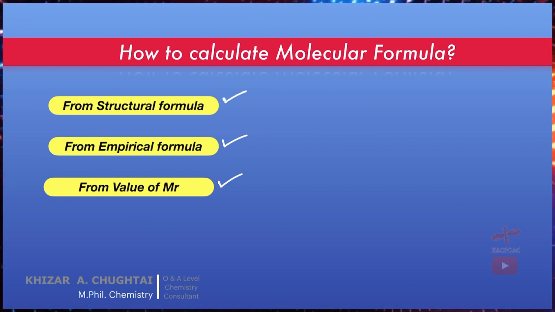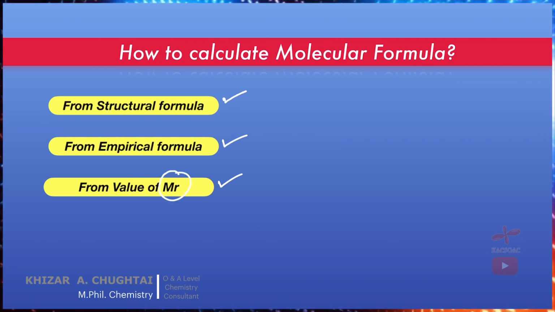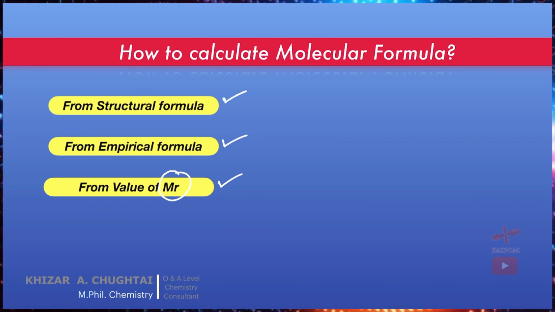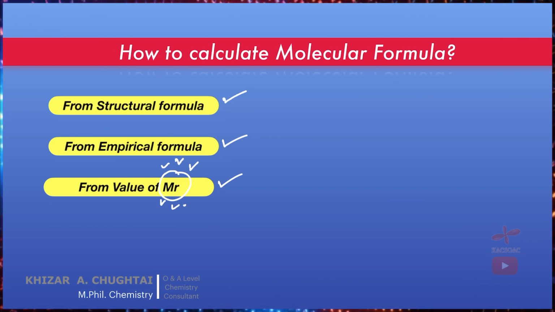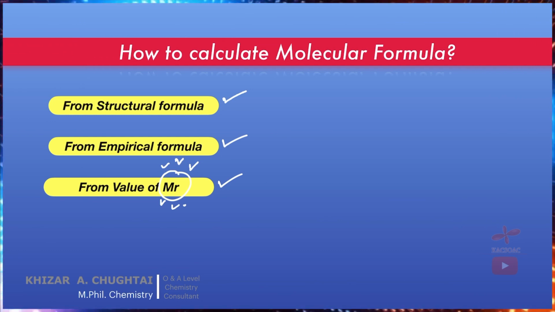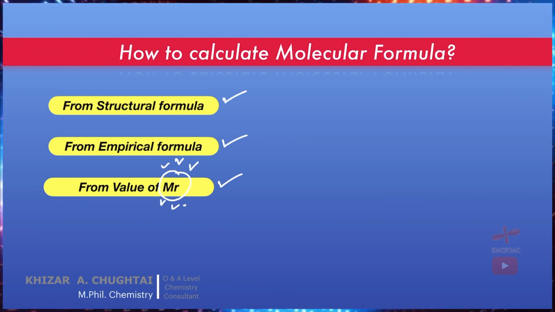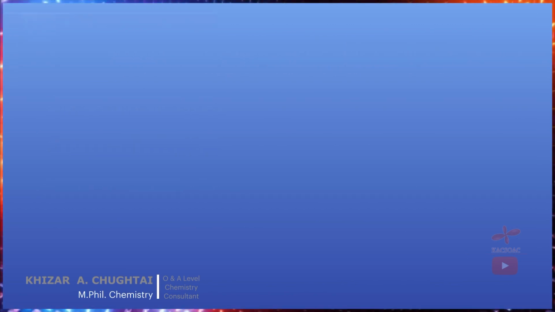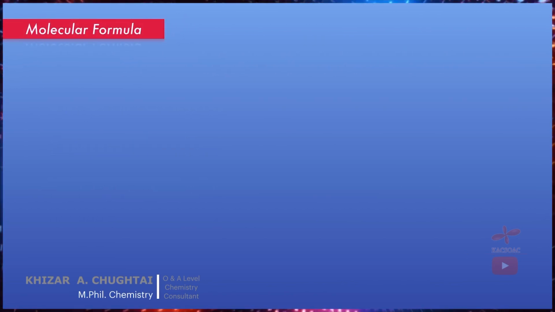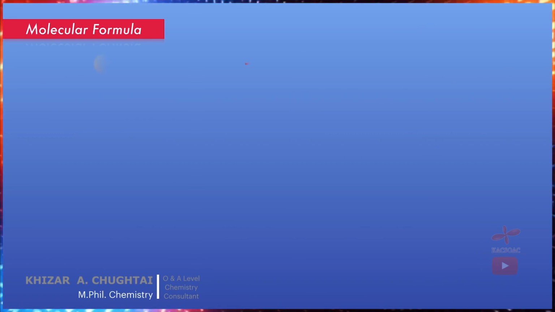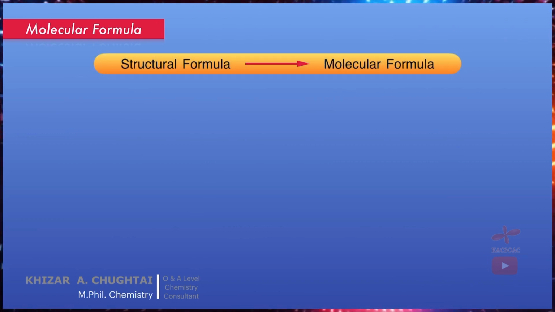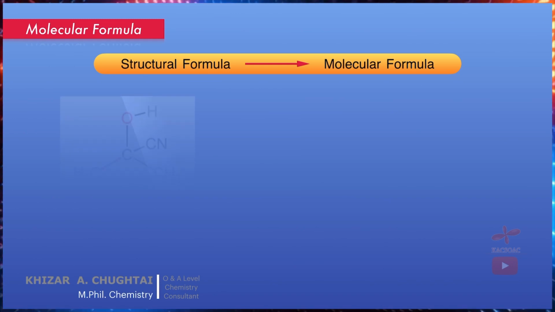And number three, if we have the value of MR, then we can make the molecular formula from the value of MR. That is a very important, very good tool to calculate the molecular formula of a covalent compound, especially from MR. For example, if I have the structure formula, or you can say the displayed formula, then we can change this displayed formula into the molecular formula.